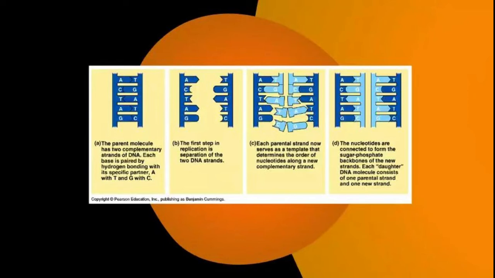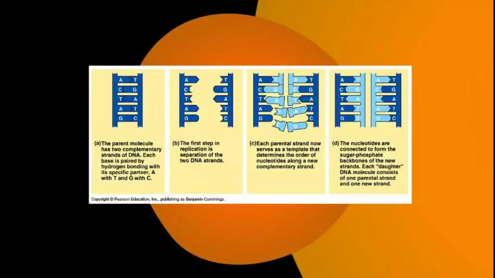So the nucleotides are connected to form the sugar phosphate backbones and the new strand. Each quote-unquote daughter DNA molecule consists of one parental strand and one new strand. So one old strand, one new strand. And the joining of the new nucleotides together is catalyzed by DNA polymerase. So it polymerizes the DNA.